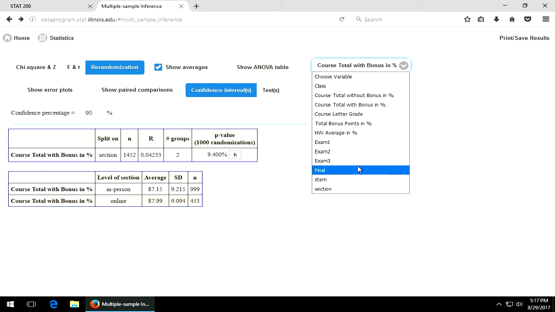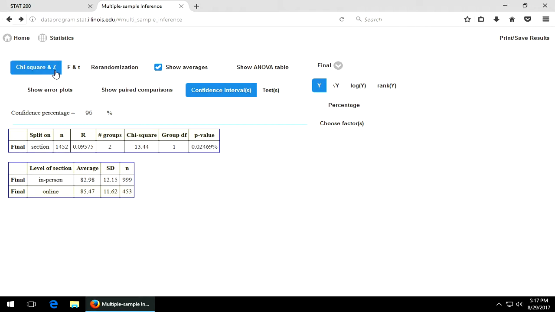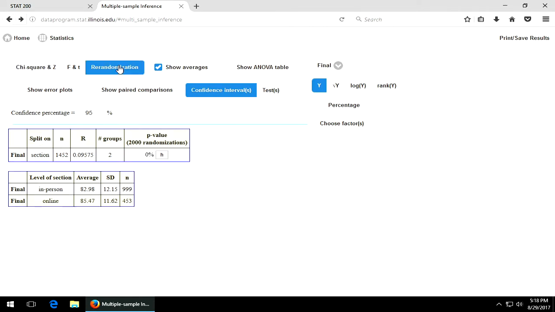As opposed to, let's look at something else here, like the final exam score, okay? So if we look at the final exam score, now we see this difference here of about 2.5 points, right? And if we actually computed a z-score, we'd see it's very significant here. This means that it's very unlikely that this difference is due to chance. A random division only results in a difference this large 0.02% of the time.